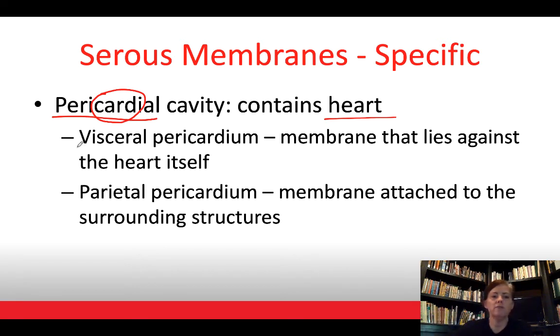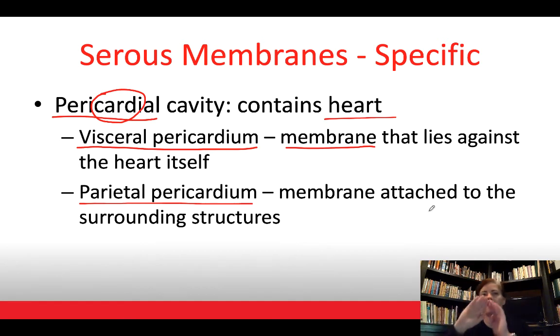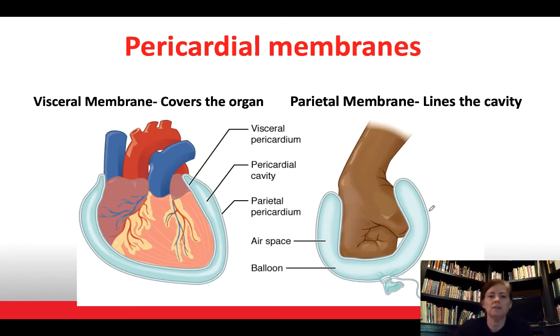So the visceral pericardium is going to be, visceral means organ, so visceral pericardium is going to be specifically the part of the serous membrane that covers the heart itself. And then the parietal pericardium is going to be the specific part of the serous membrane that lines the pericardial cavity that the heart is sitting in. And so this is a good representation of that here.